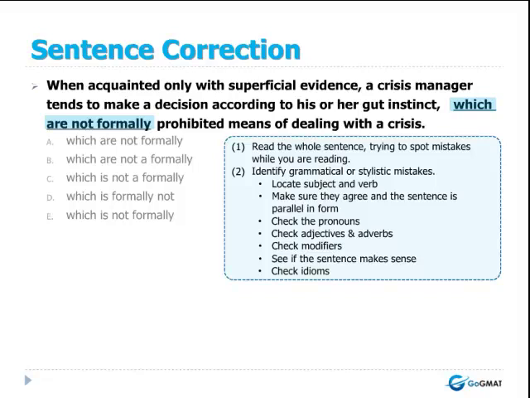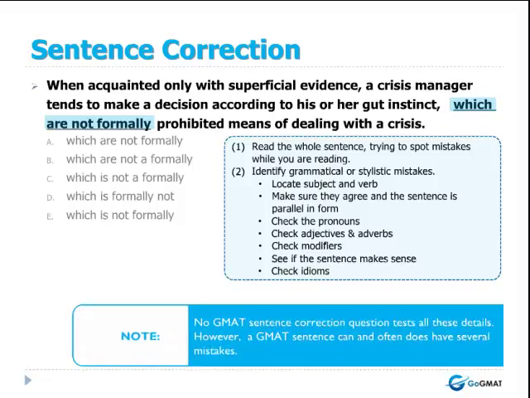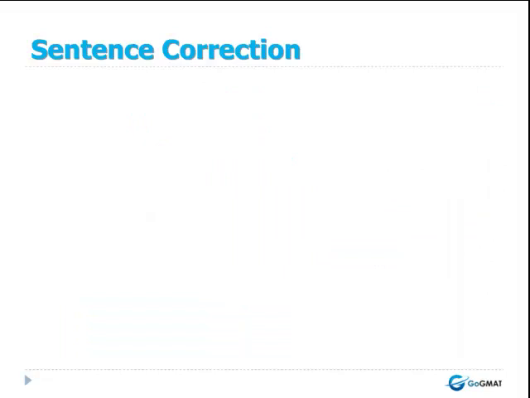If this seems like a lot of things to keep in mind all at once, don't worry. No GMAT sentence correction question tests all these details. It is important to understand, however, that a GMAT sentence can and often does have several mistakes. Now, after you have analyzed the sentence, look over the answer choices. These will give you a good idea of what exactly this particular question is testing.